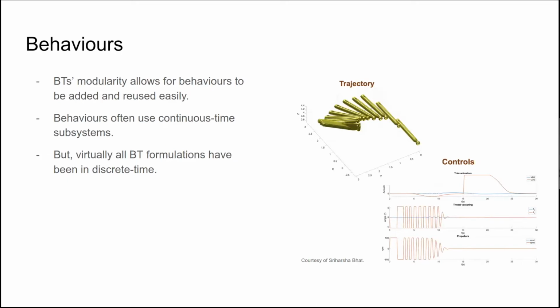Yeah, so the main advantage of behavior trees is that they're really modular. So different behaviors can be added really easily. The thing is, most behaviors in a behavior tree are described by some sort of continuous time dynamics, where you have some sort of continuous controller, like if you want to follow a trajectory or something like that. But despite that, most behavior tree formulations are in discrete time. So this is kind of interesting.